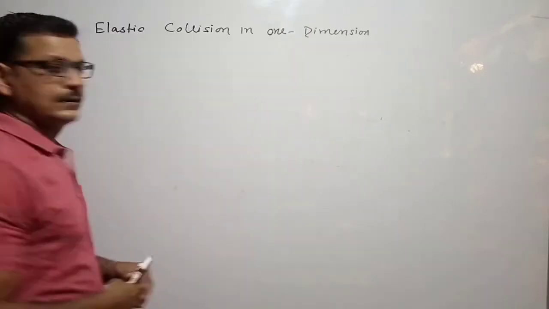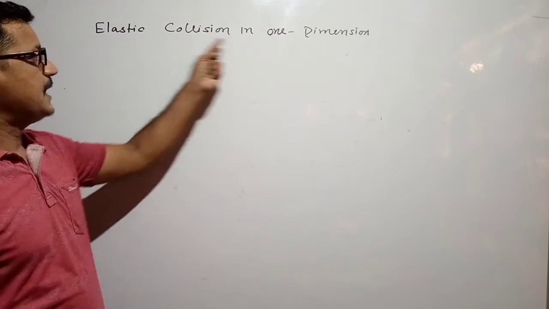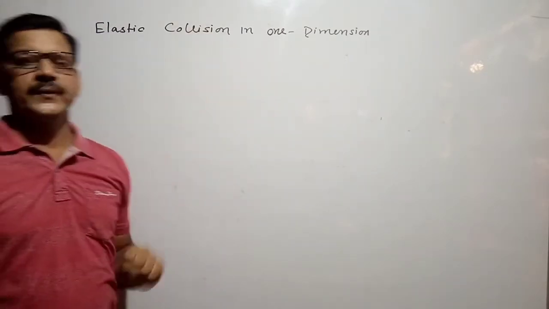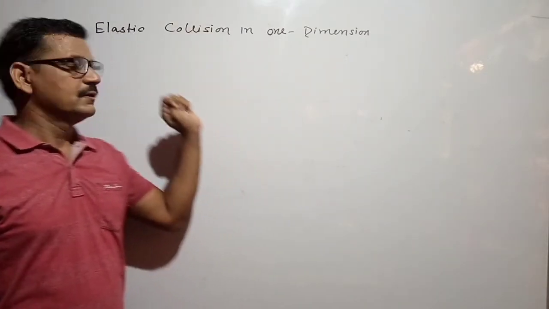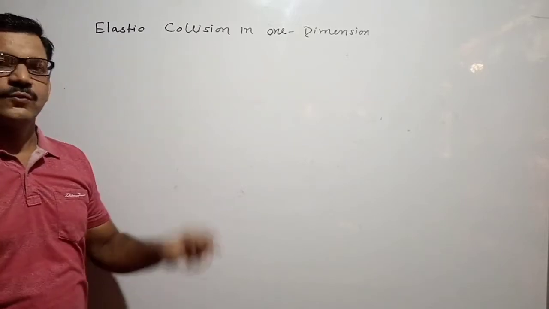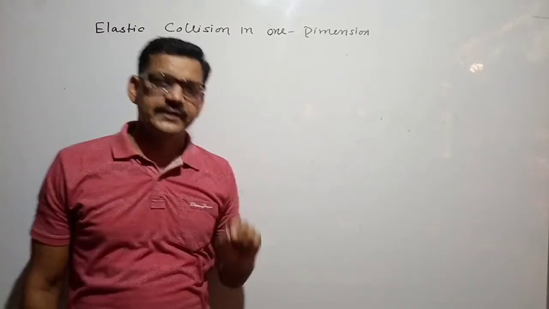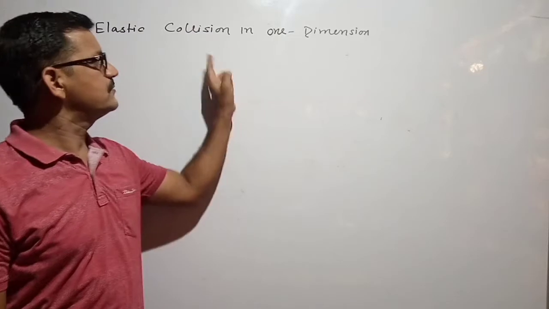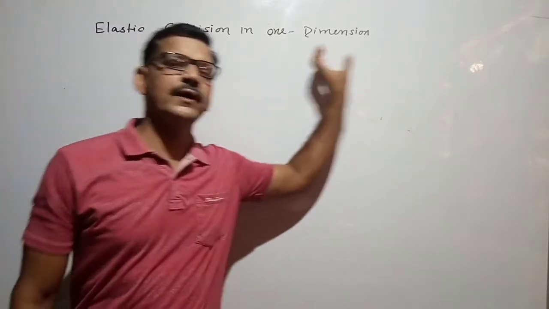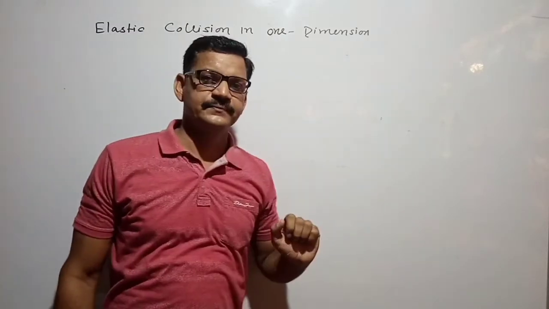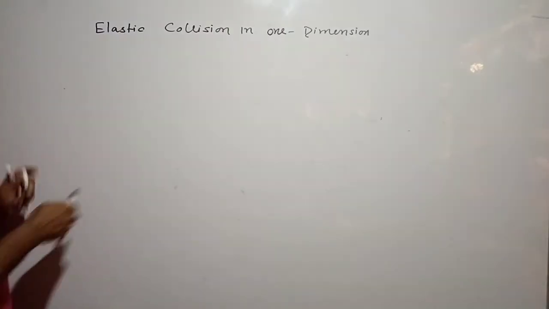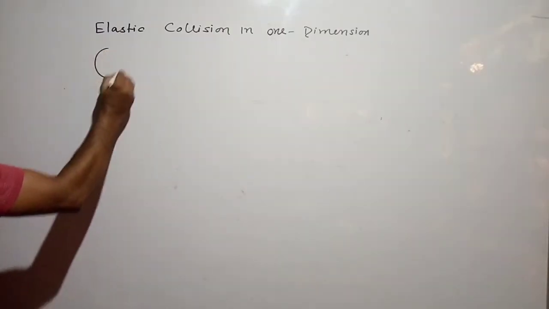Now we will discuss elastic collision in one dimension. Elastic collision in one dimension means in such a collision both the momentum and kinetic energy will remain conserved, and after the collision both the bodies will move along a straight line, that is in one dimension. So for that, let you have the two bodies here.